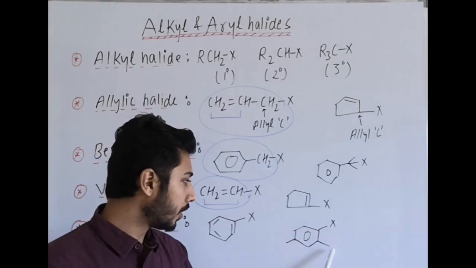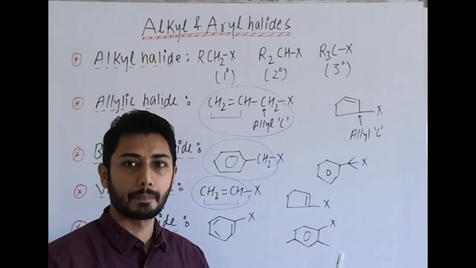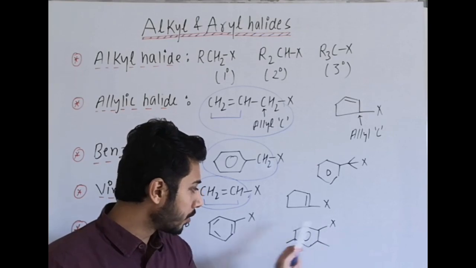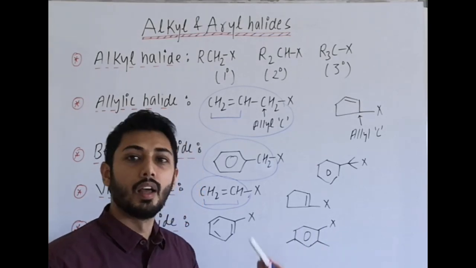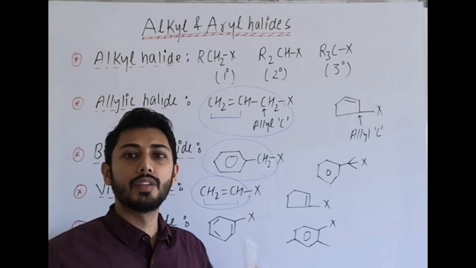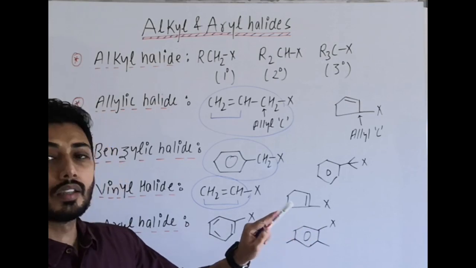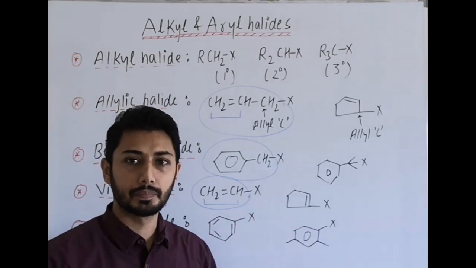If I put halogen there, CH2X, it becomes alkyl halide. How? If I put halogen there, it becomes again alkyl halide, because it is attached to an sp3 carbon. But if it is directly attached to the benzene ring, like here, it is aryl halide. Okay.